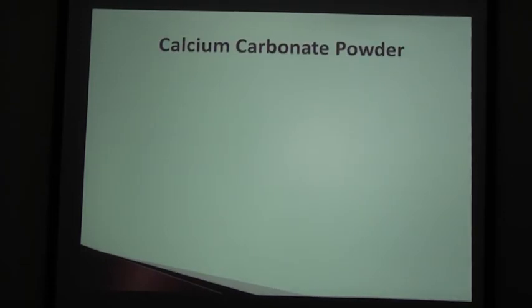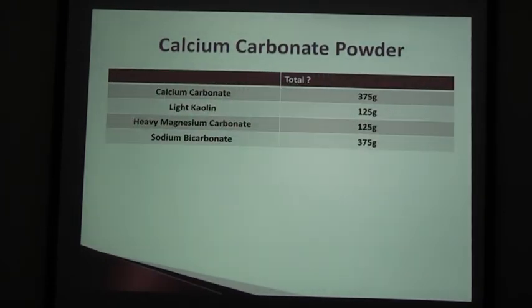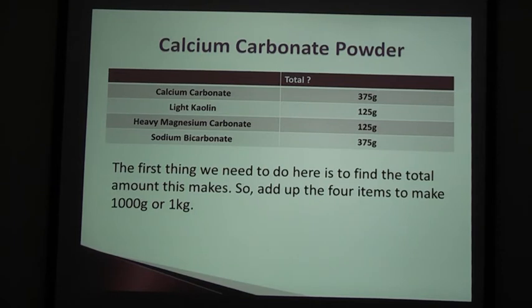So let's try another one. This time we're going to make calcium carbonate powder. That's what it looks like. It's given you the ingredients and there's a question mark next to the total. So the first thing that we need to do here is to find the total amount this makes. That's simple enough. All you're doing at this stage is adding up the individual ingredients to see how much that comes to. So you could put that down as 1,000 grams or 1 kilogram. Remember the units.